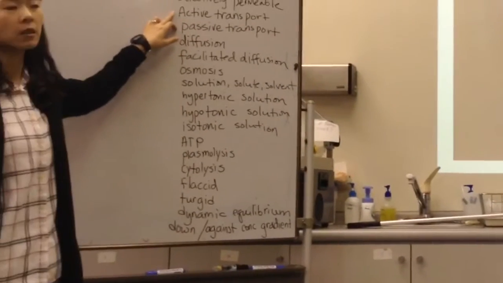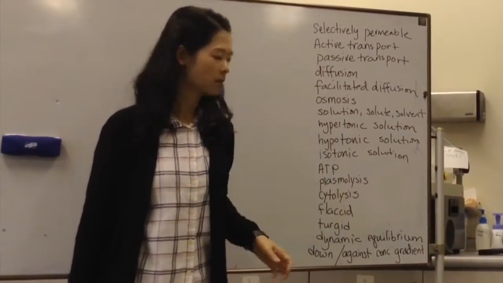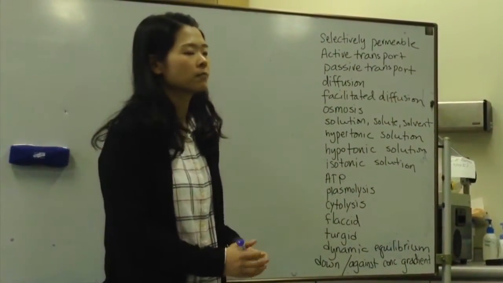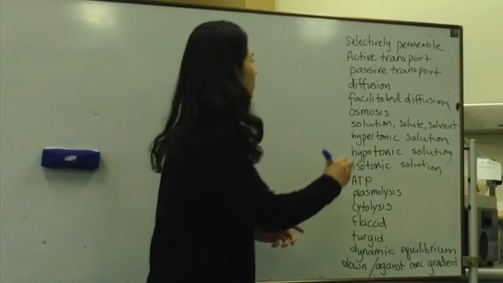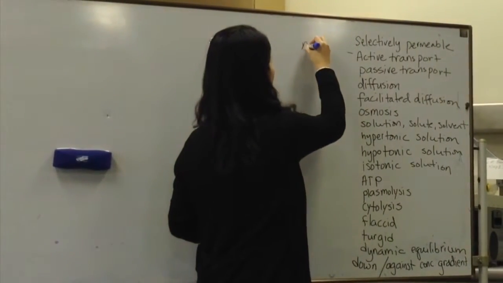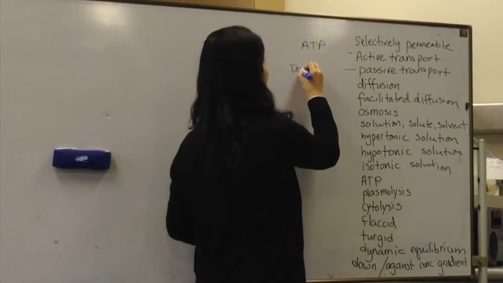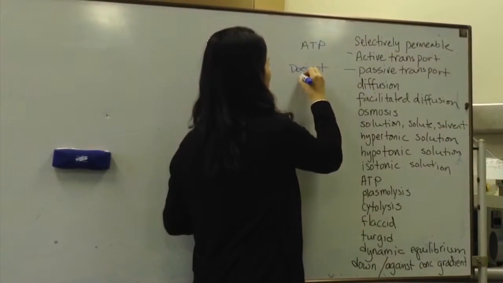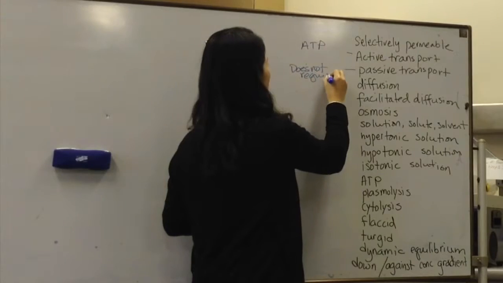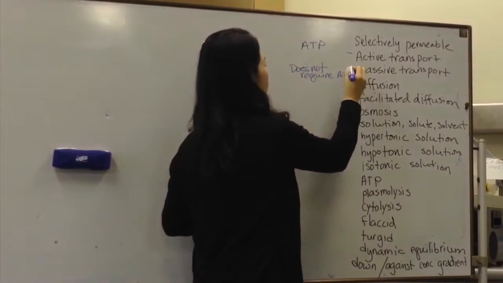So what's the difference? Yes. Active uses ATP and passive doesn't use ATP. Good. Active uses ATP and passive does not. Does not require energy. What else?